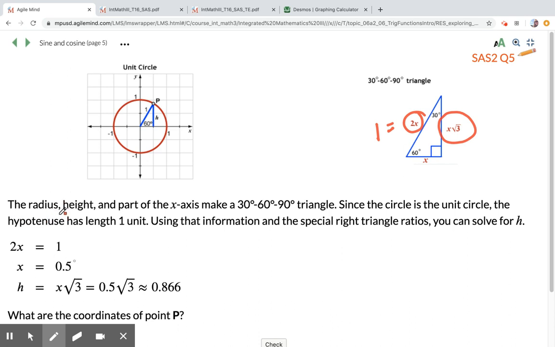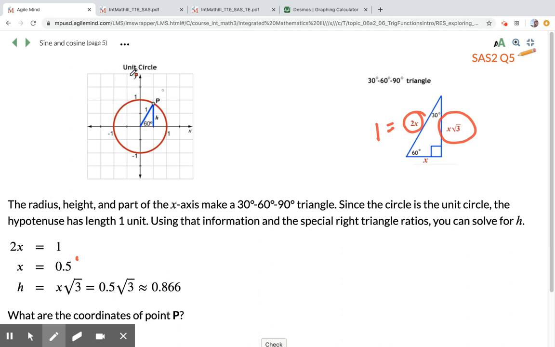I used a decimal to make it easier so I could grab my calculator. Well, now I know what x is. I can find this height over here, right? We said that x was a half. So the height is x root 3, which is 1/2, or 0.5, times the square root of 3. So I'm going to grab a calculator, do the square root of 3, times it by a half, and I get 0.866.